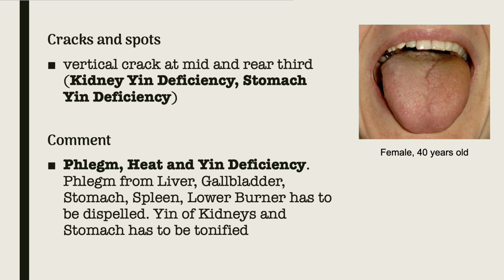Remember that kidney yin deficiency rarely exists alone. Phlegm, heat, and yin deficiency are the signs that we see on this tongue. And so the phlegm from the liver, gallbladder, stomach, spleen, lower burner has to be dispelled. At the same time, we need to also tonify the yin of the kidneys and the stomach.